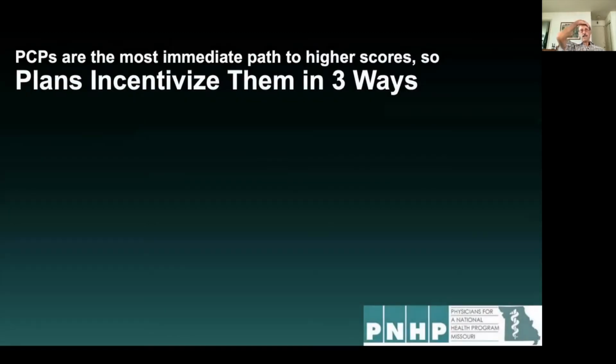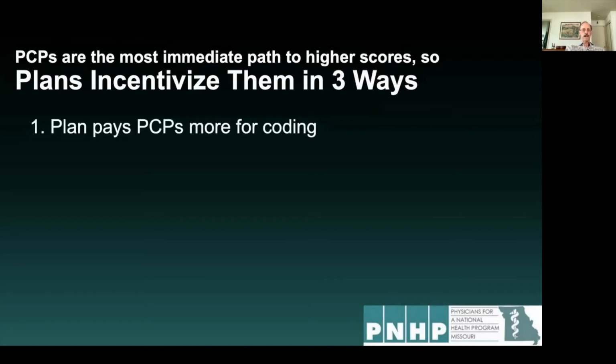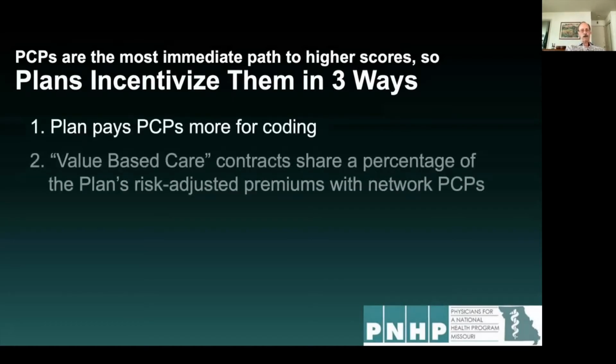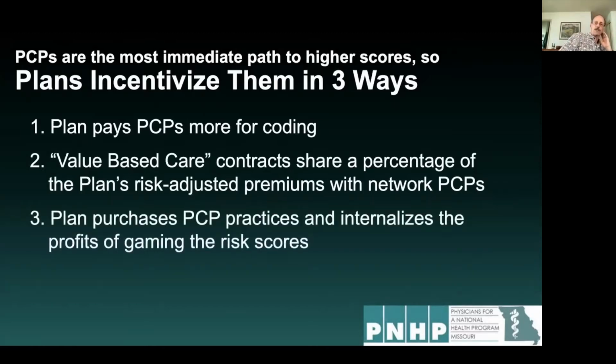Primary care doctors are the most immediate path to higher scores, so plans incentivize them in 3 ways. They pay them more for more codes. They use value-based care, where they shift risk onto the primary care doctor, so they then have the incentive to upcode patients. And they purchase primary care practices so they can directly pressure them through their employer to gain risk scores.